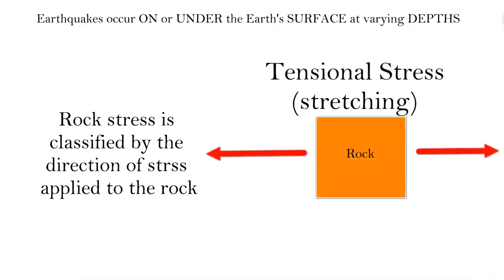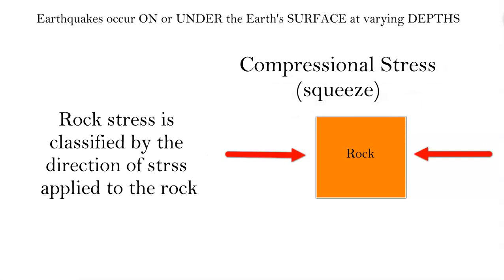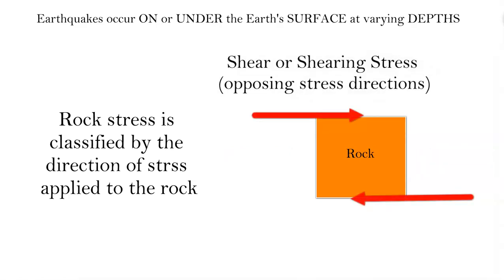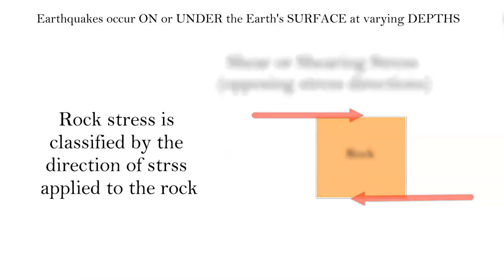That's going to be tensional, which is where you're going to stretch the rock in opposite directions, where the stress is applied in a certain direction at a certain point. Compressional stress, which is to squeeze and compress the rock, again in certain directions. Then you have shear or shearing stress, which is to apply the stress on the rock in different directions, as you see from the diagram.